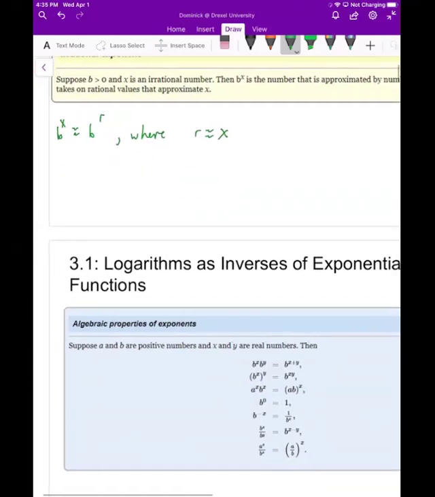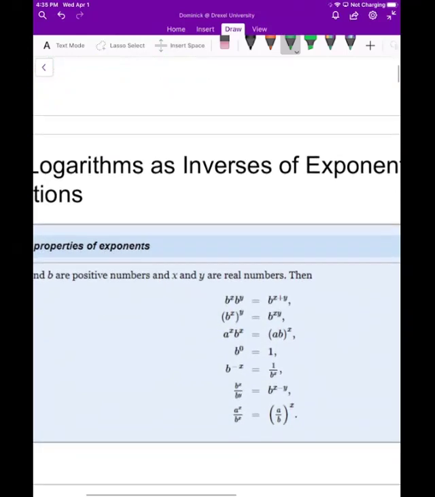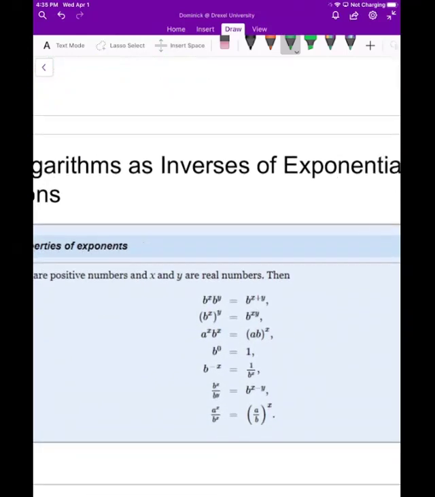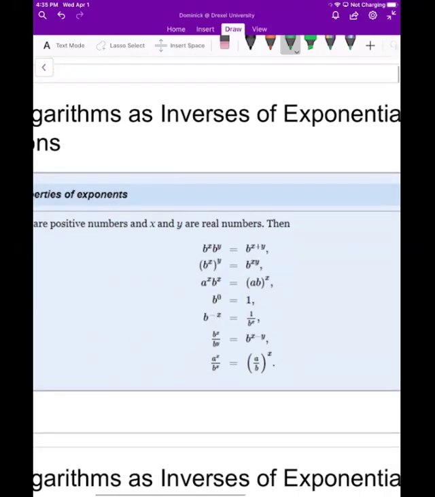Now, as a reminder, these are all the properties for exponents that we've talked about. We did cover this in a previous video, so I'm not going to spend a lot of time on it, but these are some of the properties that we'll need in this section.